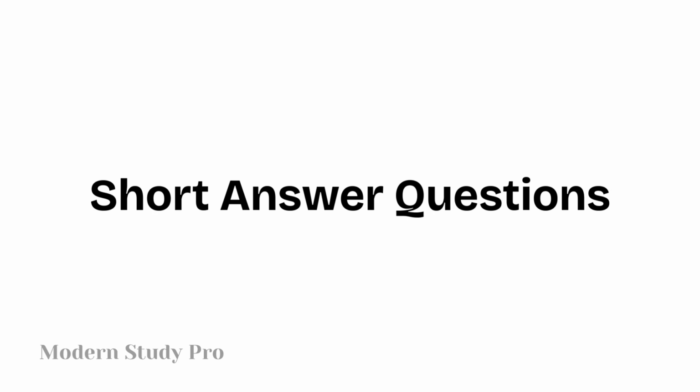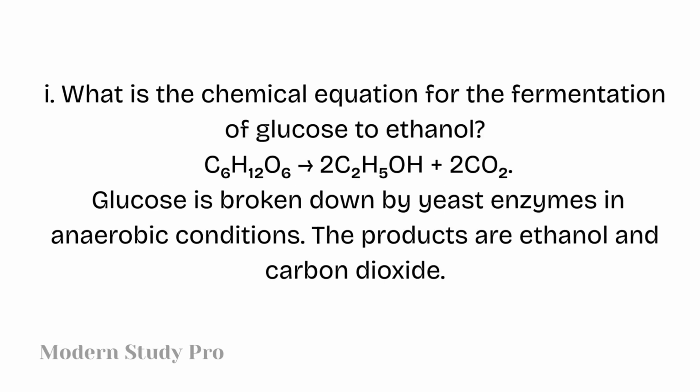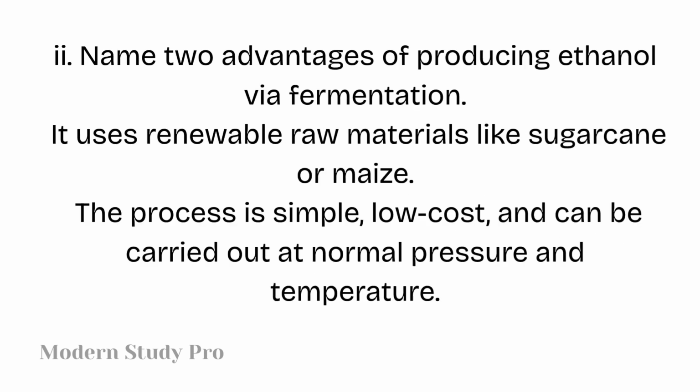Short answer questions. 1. What is the chemical equation for the fermentation of glucose to ethanol? C6H12O6 → 2C2H5OH + 2CO2. Glucose is broken down by yeast enzymes in anaerobic conditions. The products are ethanol and carbon dioxide. 2. Name 2 advantages of producing ethanol via fermentation. It uses renewable raw materials like sugarcane or maize. The process is simple, low cost, and can be carried out at normal pressure and temperature.